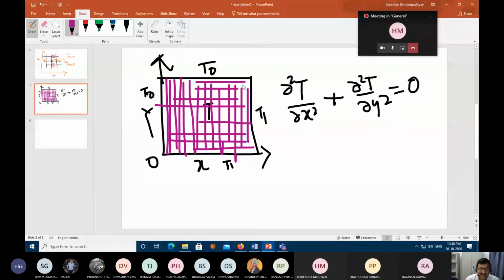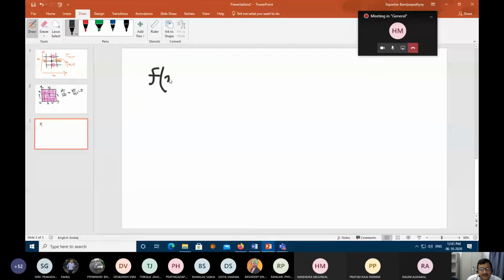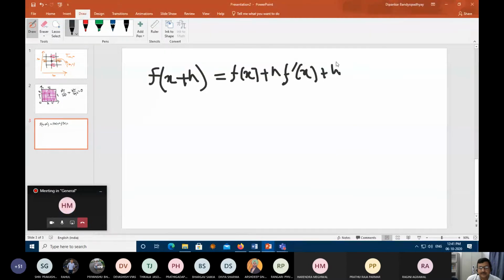These are the two assumptions he made. If I make these two assumptions, what is the advantage that I get? If I have a function, suppose I'm writing in terms of h, f of x plus h, what is the equation for the derivative? This I learned in class 8 and 9. If I do a Taylor series expansion, this will be f(x) plus h f'(x) plus h squared by 2 factorial f''(x), plus h cubed by 3 factorial f'''(x), and so on.